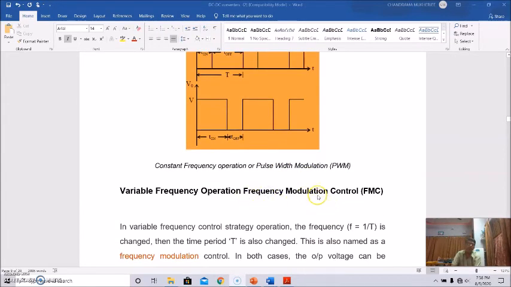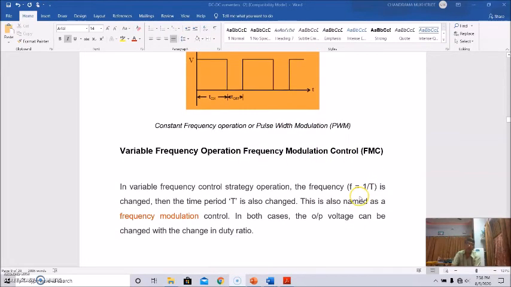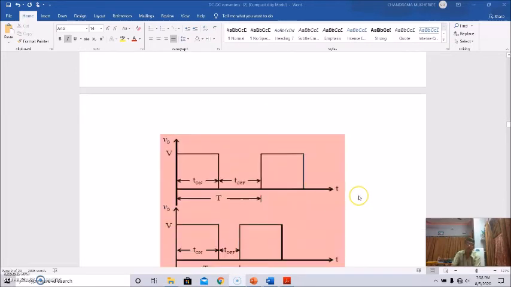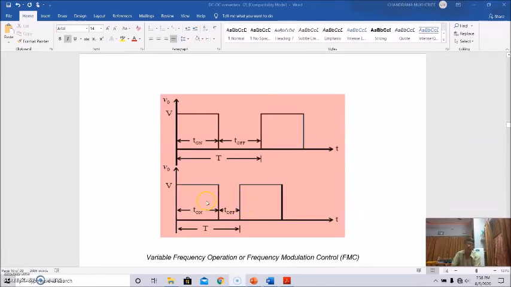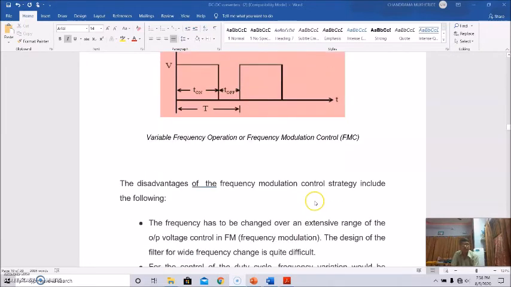And for variable frequency operation or frequency modulation control, from this figure it is shown that the time period is being adjusted to chopping periods, and as a result the chopping frequency, that is 1 by T, f equal to 1 by T or T equal to 1 by f, can be controlled. So that's why it is called variable frequency operation or frequency modulation control.